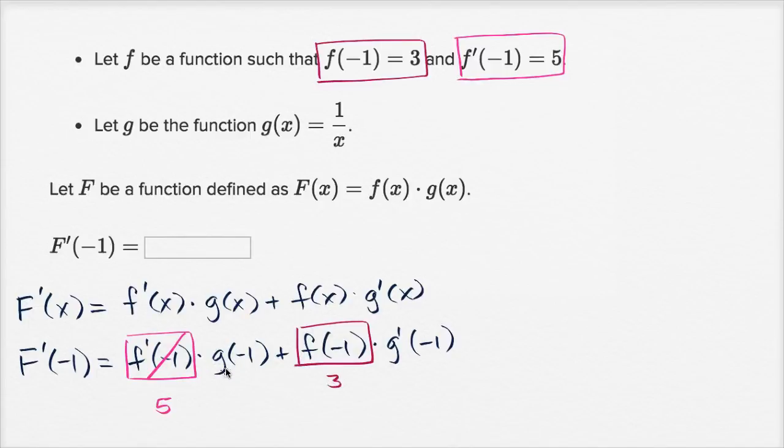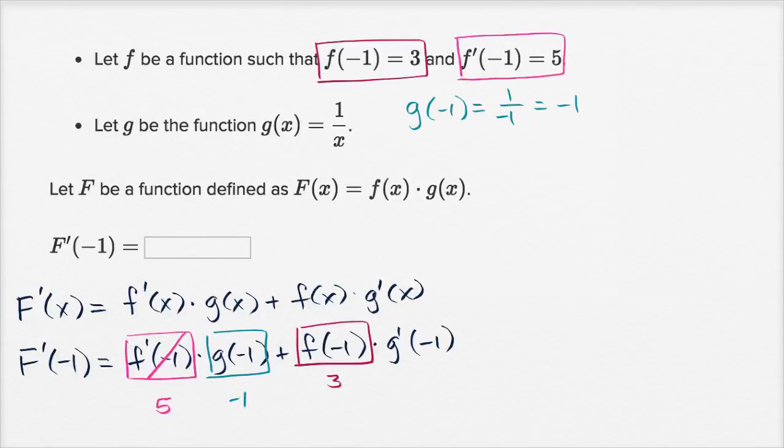Now, g of negative 1 and g prime of negative 1, they don't give it to us explicitly here, but we could figure it out. We know that, well, if g of x is equal to this, g of negative 1 is equal to 1 over negative 1, which is equal to negative 1. So this is equal to negative 1.